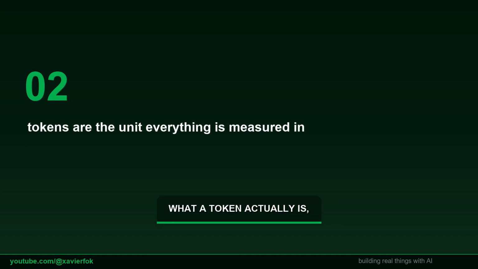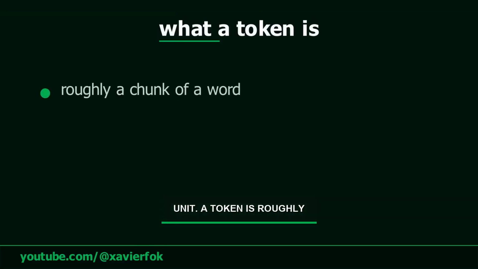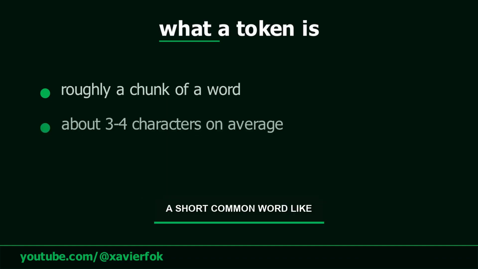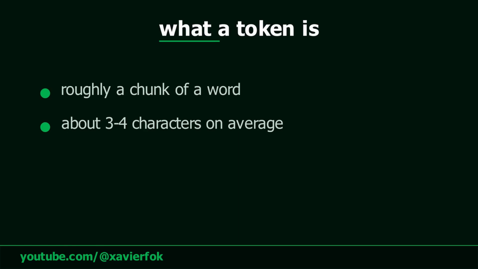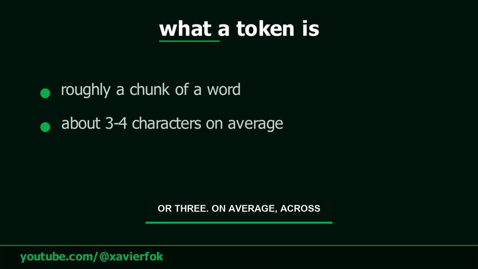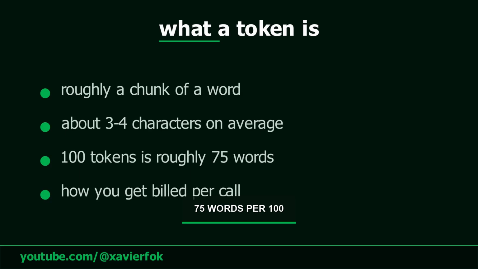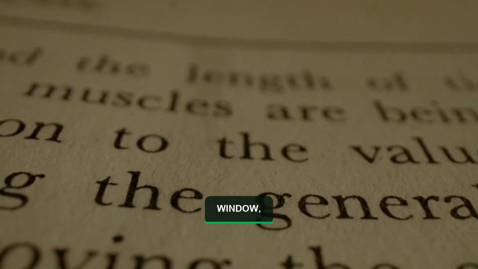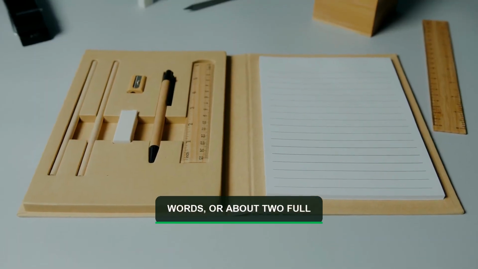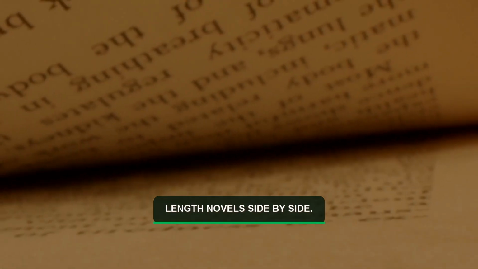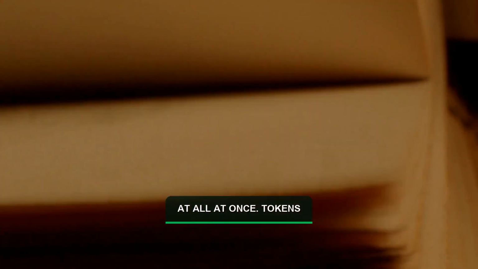So it is worth knowing what a token actually is, because the number only makes sense if you understand the unit. A token is roughly a chunk of a word, not a whole word, not a letter, something in between. A short common word like "the" is usually one token. A longer or less common word might split into 2 or 3. On average, across normal English prose, one token is somewhere around 3 to 4 characters, which works out to roughly 75 words per 100 tokens. So when someone says a model has a 128K context window, that is roughly 96,000 words, or about 2 full-length novels side by side. That is the working memory the model gets to look at all at once.